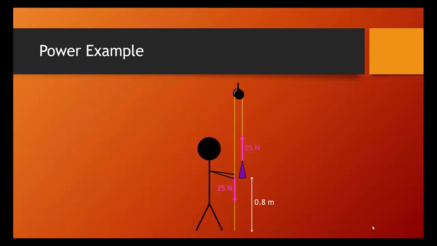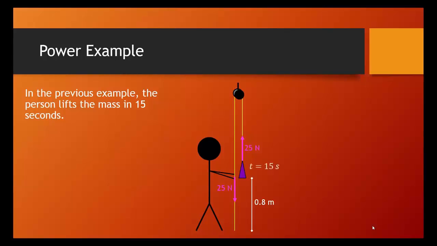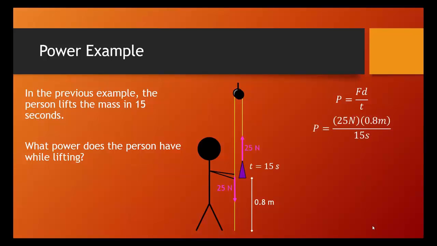And why not go back to that original example? So this person is lifting the mass 0.8 meters by exerting a force of 25 newtons, and let's say that this person does this in 15 seconds. We want to know what power the person has while lifting. Based on the givens on the screen, we know force and displacement and time, so let's use the power equation, power equals force times displacement over time. We can plug in the 25 newtons, the 0.8 meter, and the 15 seconds, and we find that the power is 1.3 newton meters per second, which we know is joules per second. So we have a power of 1.3 joules per second.